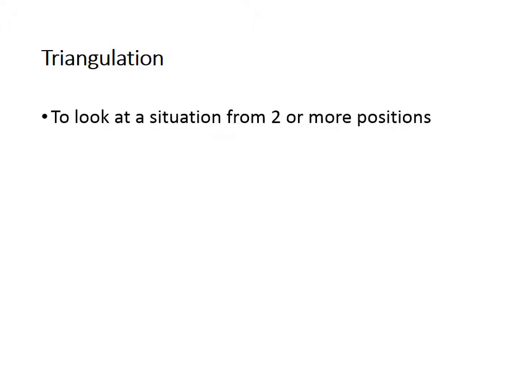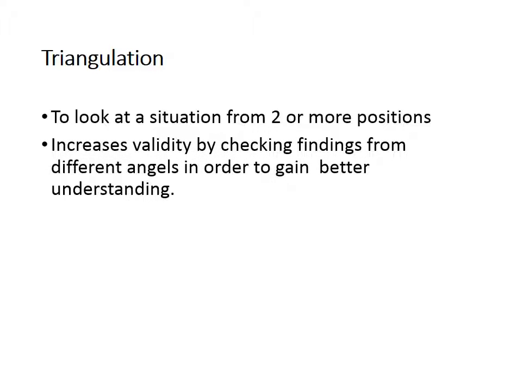But let's think about triangulation. It's looking at a situation from two or more positions. It's part of the robustness of your research. It increases validity by getting different angles in order to gain a better understanding. Now, it may be that one of those angles is actually the literature. It may be that one is the literature, one is the questionnaire, and one is some interviews you've done as a result of the questionnaire.